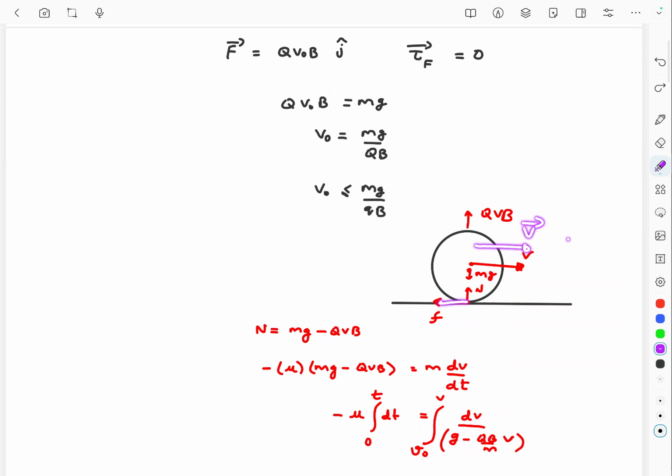So the friction is acting to the left. So when we write F equals ma, it is minus F i-cap equals m times acceleration along the x direction, right? That's why we put a negative sign here. So minus mu times the normal reaction equals m times dv by dt. Now we'll separate the variables and integrate.